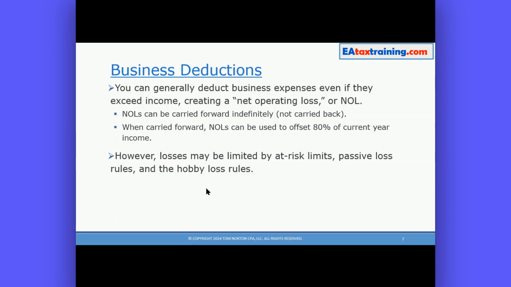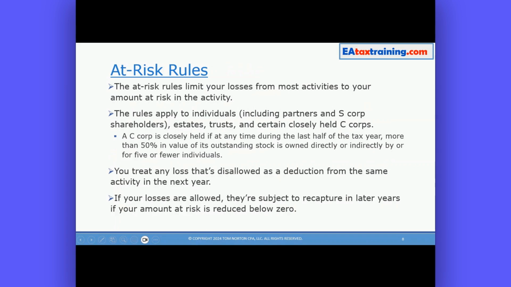Even though you can have a net operating loss, those losses might be limited by the at-risk rules or the passive loss rules or the hobby loss rules. We talked about the hobby loss rules in video 1 of part 2, so we're not going to go over those again, but we will talk about the at-risk limits and the passive loss rules.